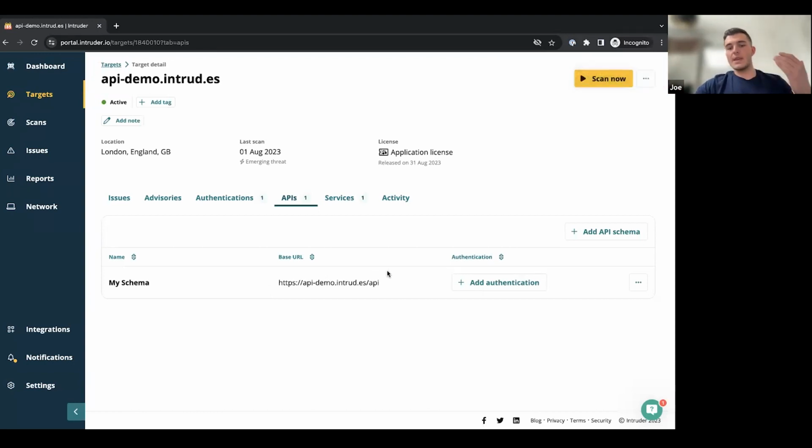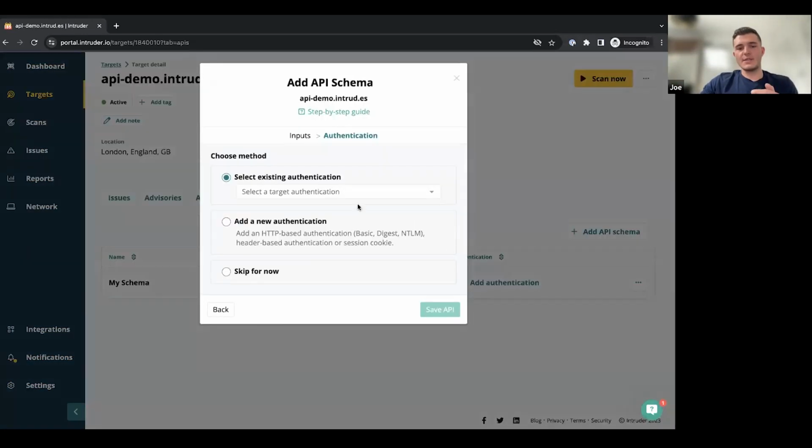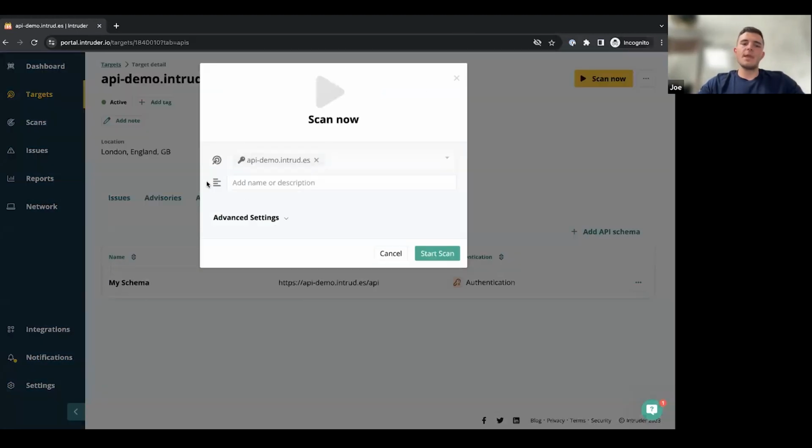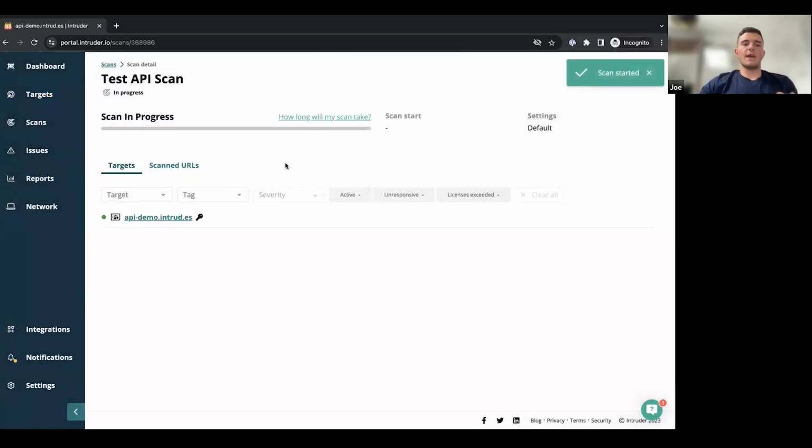From here, you can choose to run an authenticated scan, which I hope we're all doing, or an unauthenticated scan if it is not authenticated. You can do that by pressing this green add authentication button, either selecting one that's already added to the target, if this is a web application, or adding a brand new one and following the steps as you would to add an authentication normally. For this one, I'm going to select this authentication that's already been added, click save. And then from here, you can just kick off a fresh scan on this target. I put test API scan. And then this is going to start off a scan.